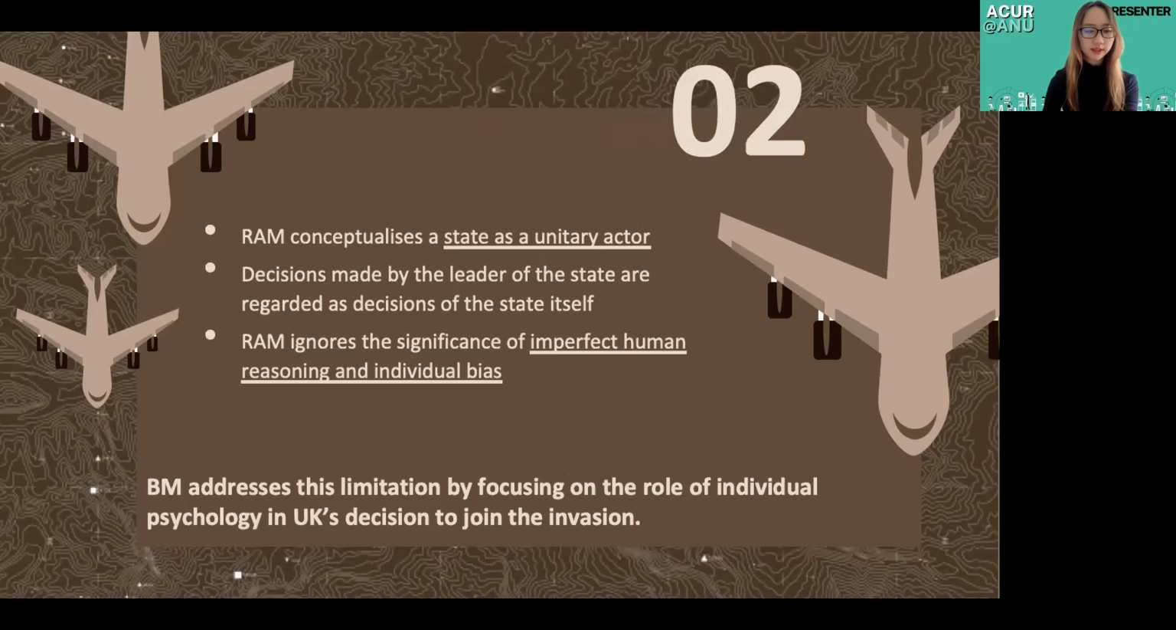RM conceptualizes a state as a unitary actor pursuing national interests. So decisions made by the leader are regarded as decisions of the state itself. In doing so, RAM ignores the significance of imperfect human reasoning and individual bias. BM addresses this limitation by focusing on the role of individual psychology in the UK's decision to join the invasion.